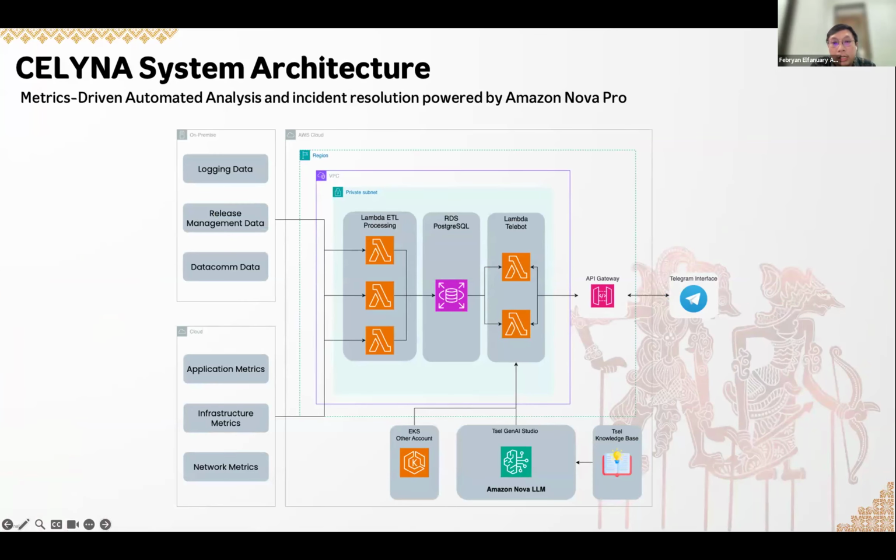Here is the Selena architecture. As I mentioned before, we have gathered and integrated many data sources, like logging data from Splunk, change release management data, datacom router data that has a connection to our Direct Connect service in AWS, also application metrics, infrastructure metrics, etc. All of them are processed by Selena using a serverless service, the Lambda service from AWS. And we store them in a single data source in RDS. Also, all the analytics processes and agentic AI embedded with Lambda use Amazon Nova Pro from AWS Bedrock.